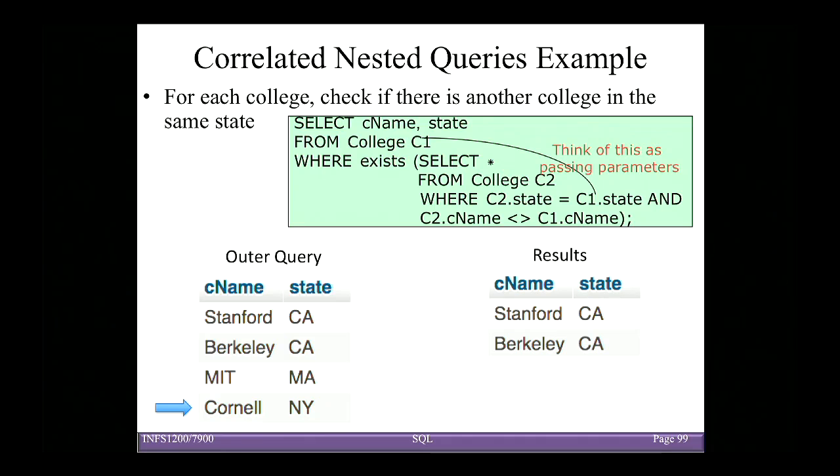Any questions? So why only two values in the result? So when you get to MIT, there's no other college where the state is going to be the same and the name is going to be different. If I take out this condition, where C2.name is different to C1.name, what do you expect to see here? All of them, right? Because then for each one it's going to be true that C2 is also going to find exactly the same thing, which is happening in the other one.